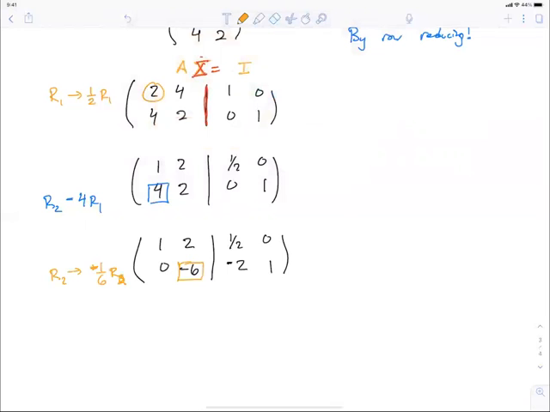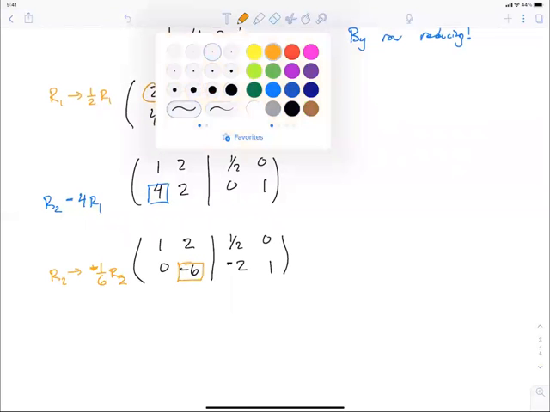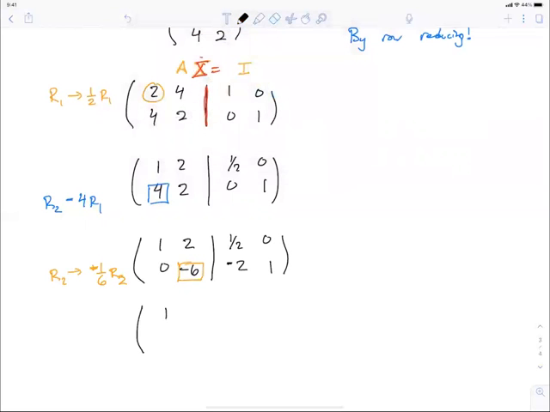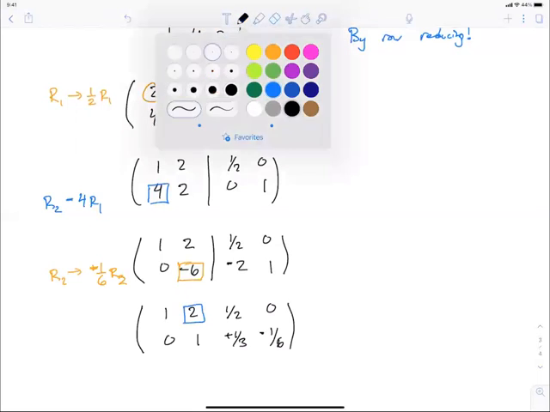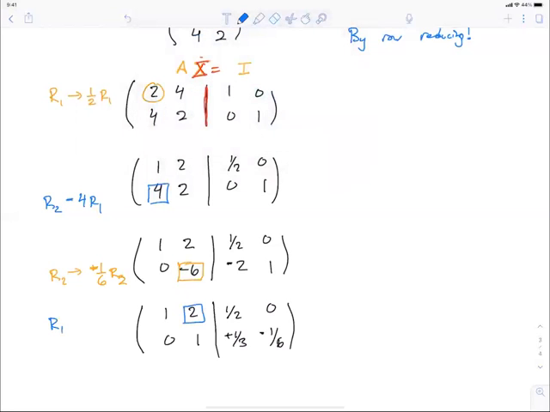That's a scaling of row 2. And then finally, we're going to go ahead and zero that corner out by taking row 1 and subtracting twice row 2.